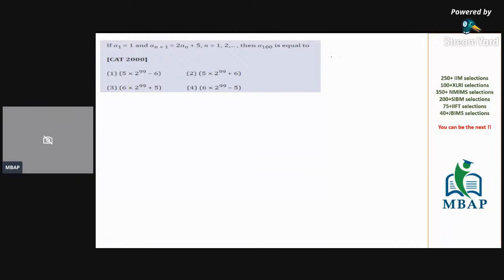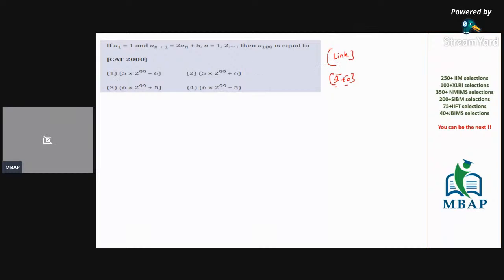Whether it is AP, GP, HP, or any other form of series or progression, you would have to form the link. You would have to form the link between the question and the options that have been given to you.